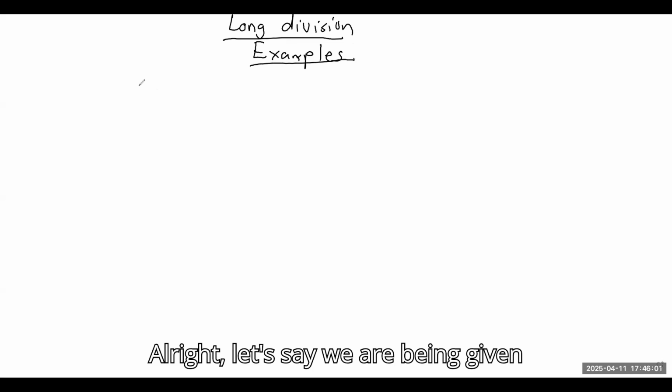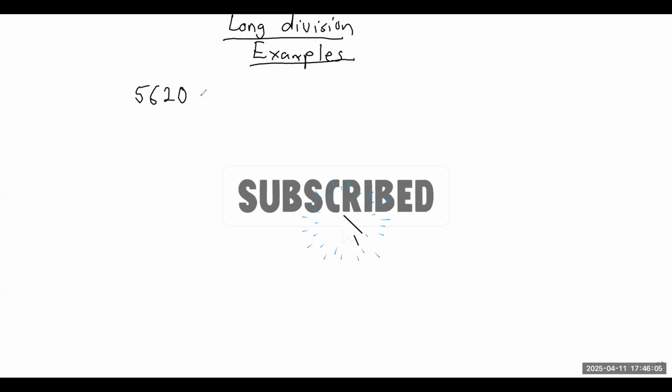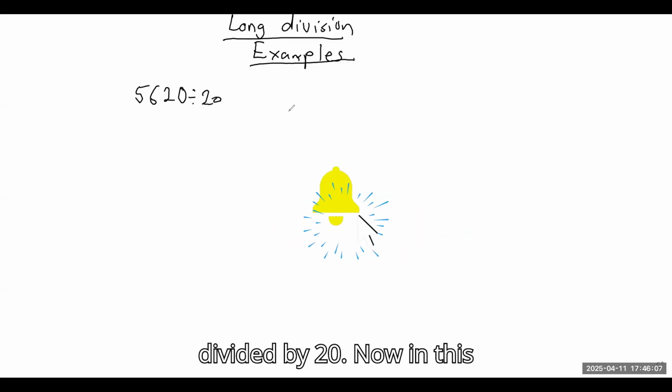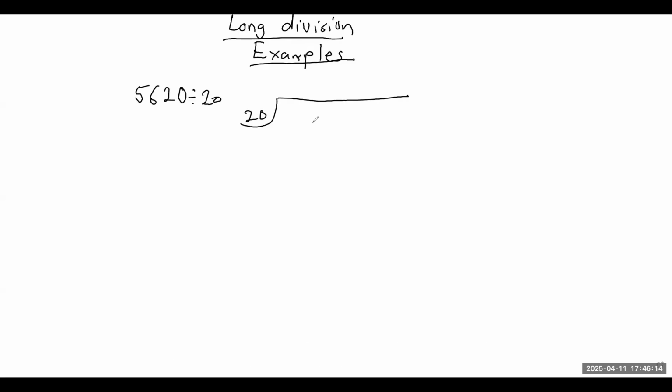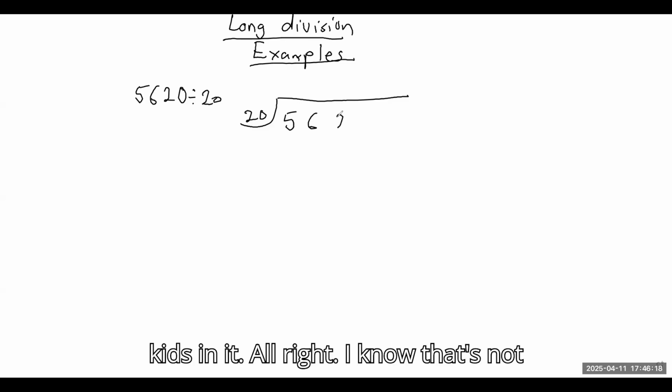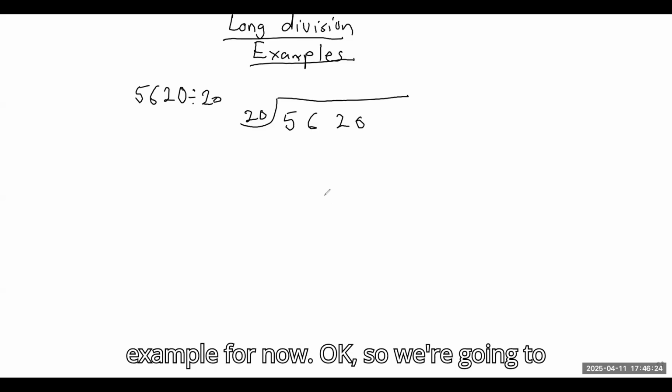All right, let's say we are being given 5,620 divided by 20. Now, in this case, we are going to draw this bus having the driver and the 5,620 kids in it. All right, I know that's not possible, but in that case, it's okay. We're going to use it as a perfect example for now.